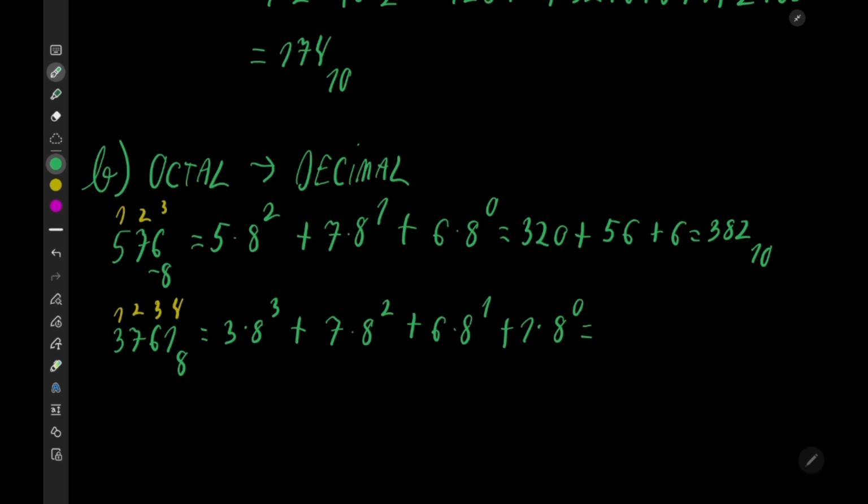3 times 8 at the power of 3 is going to be equal to 1536, plus 7 times 64 is going to be equal to 448, plus 6 times 8 is going to be 48, plus 1 times 1 is going to be 1. This is going to be equal to 2033, 10. This is our octal to decimal.